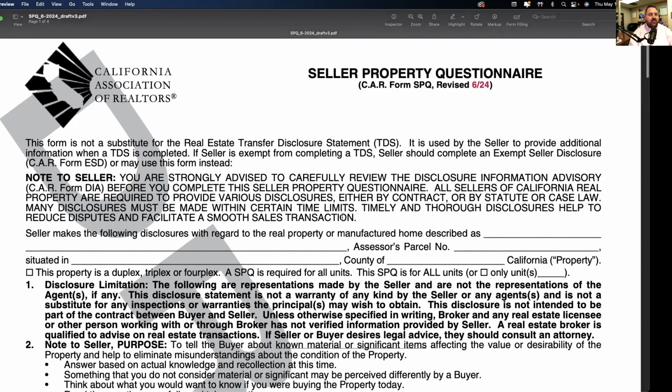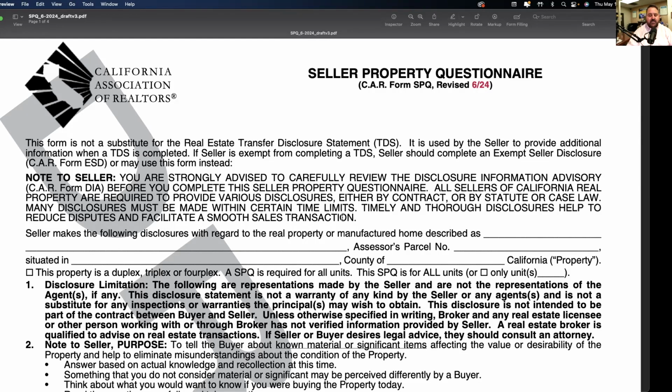You are strongly advised to carefully review the disclosure information advisory, CAR form DIA, before you complete the seller property questionnaire. All sellers of California real property are required to provide various disclosures, either by contract or by statute or case law. Many disclosures must be made within certain time limits. Timely and thorough disclosures help to reduce dispute and facilitate a smooth sales transaction. It's the truth. The more you can disclose, the better.